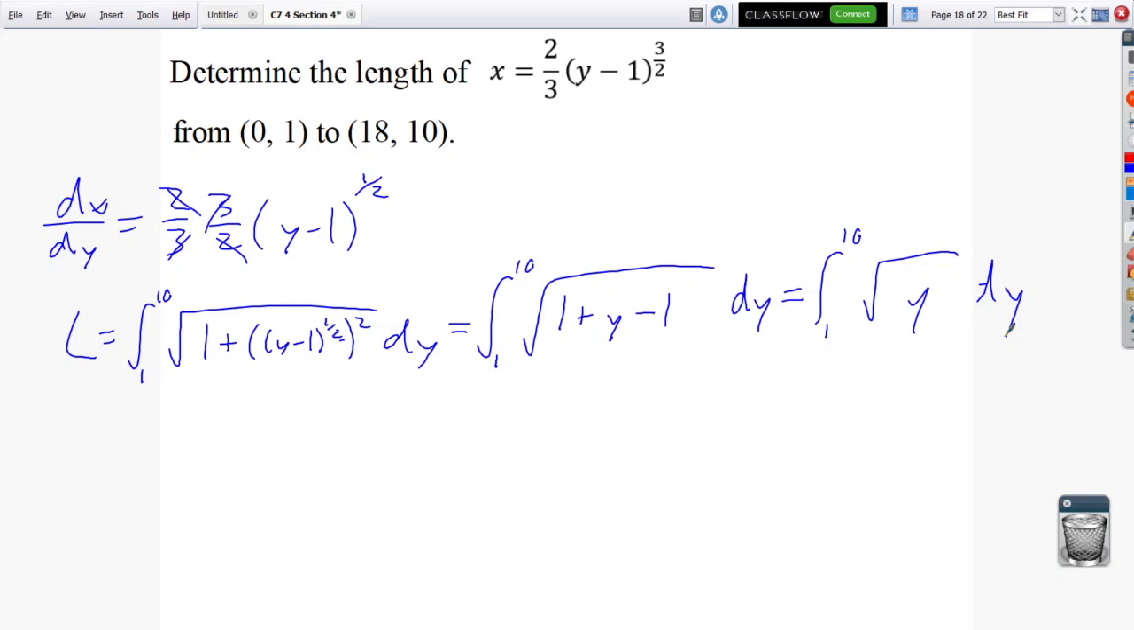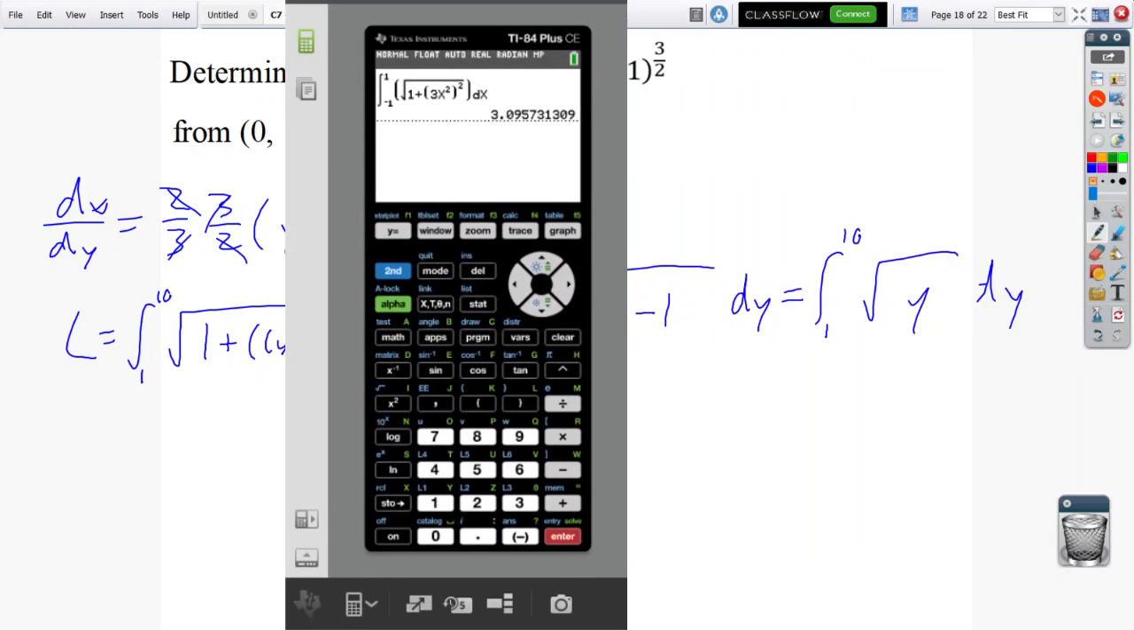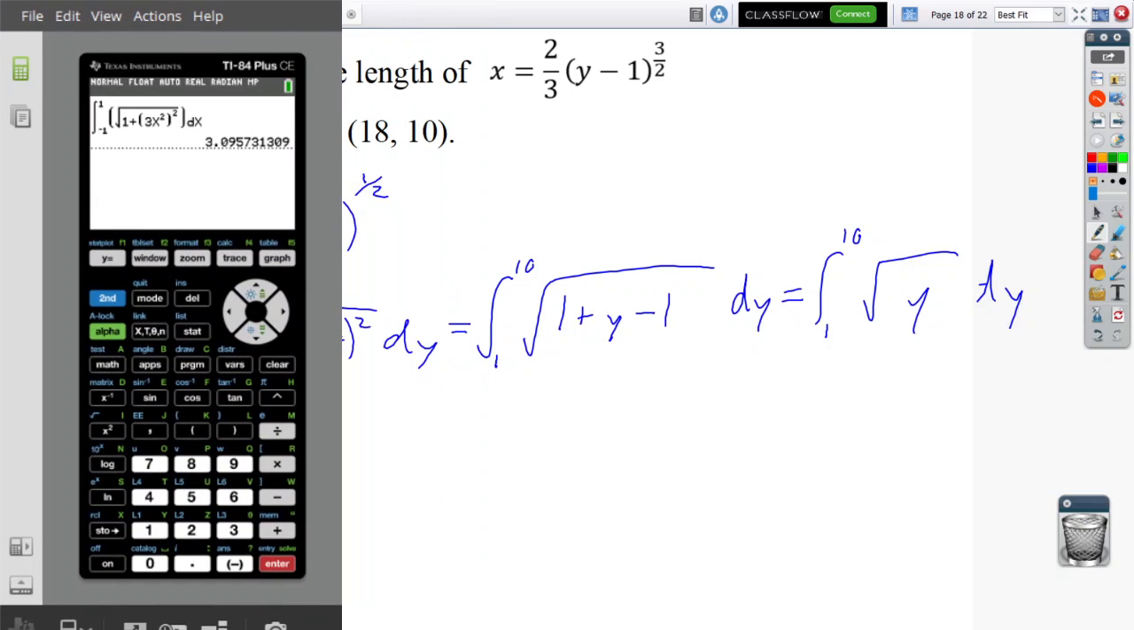But why would I want to do that when I've already told you guys that this bad boy is completely acceptable on everything this section? So let's just use a calculator. We know we're doing alpha window 4, integral from 1 to 10 of the square root of y dy, and we can see approximately 20.415.